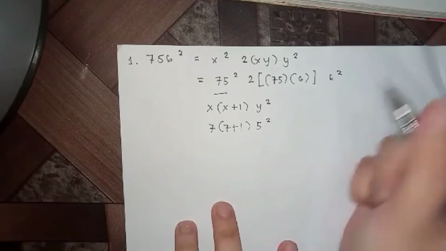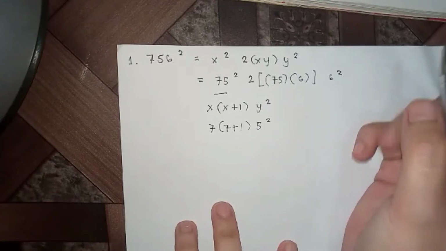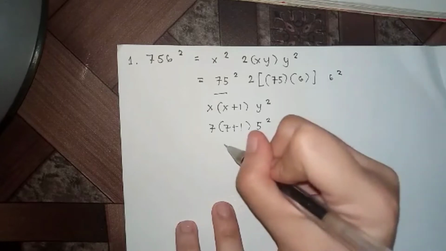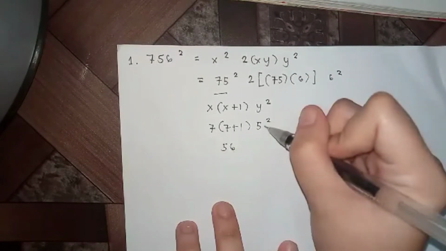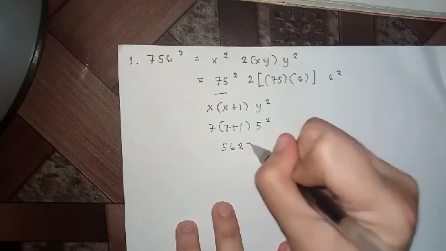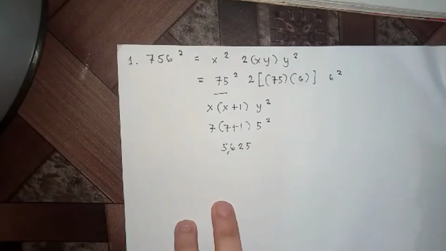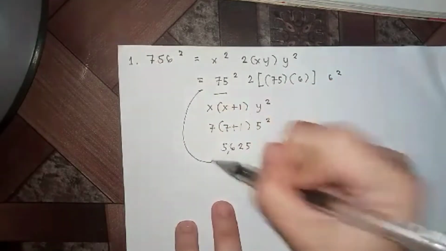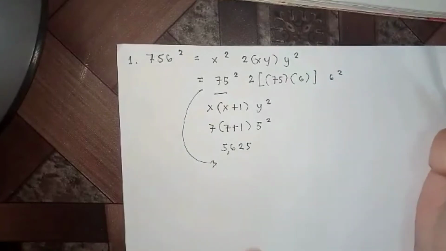7 plus 1 is 8. 8 times 7 is 56. And 5 squared is 25. So 75 squared is equal to 5,625.